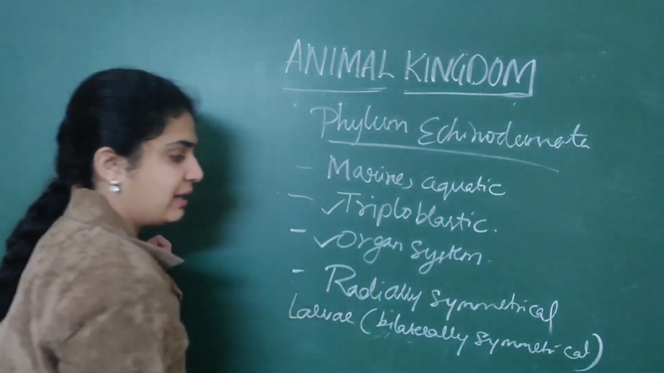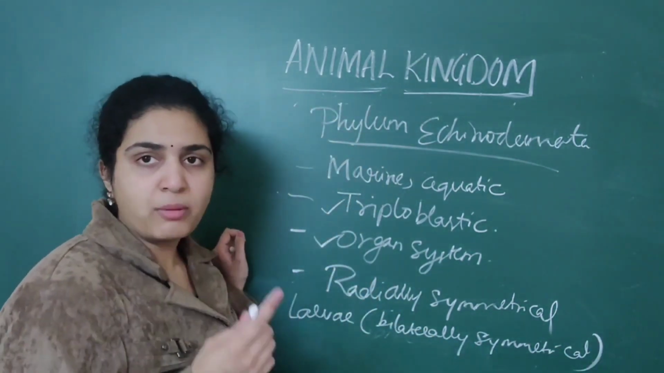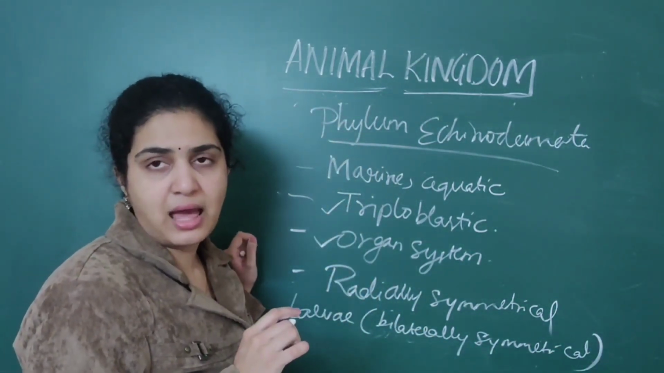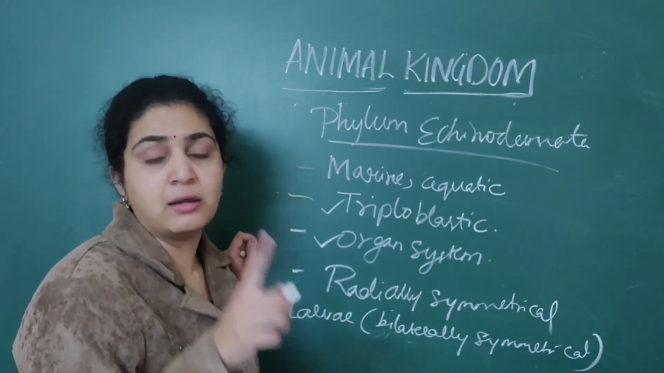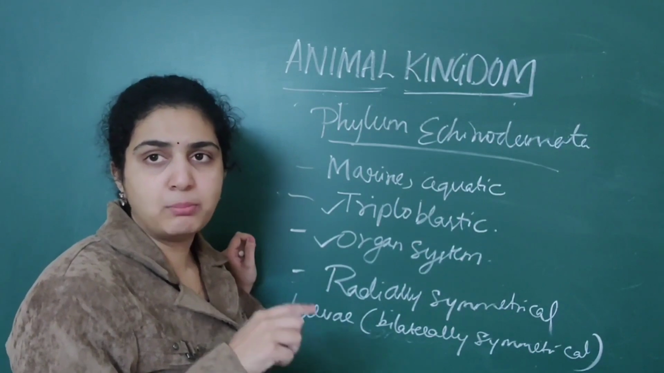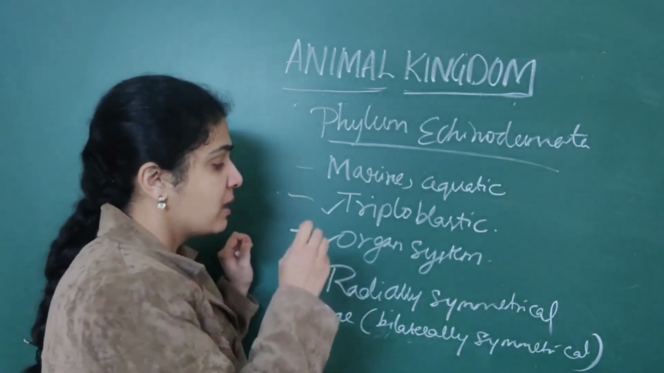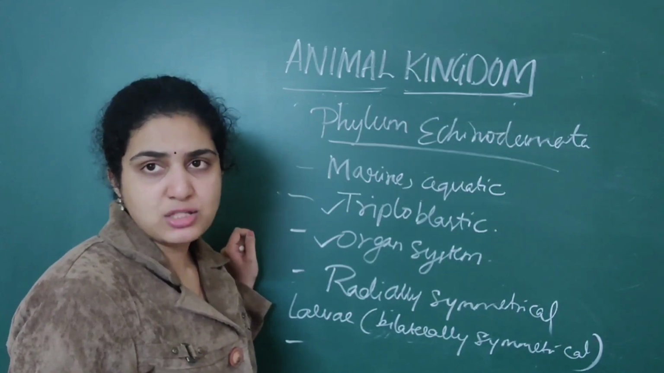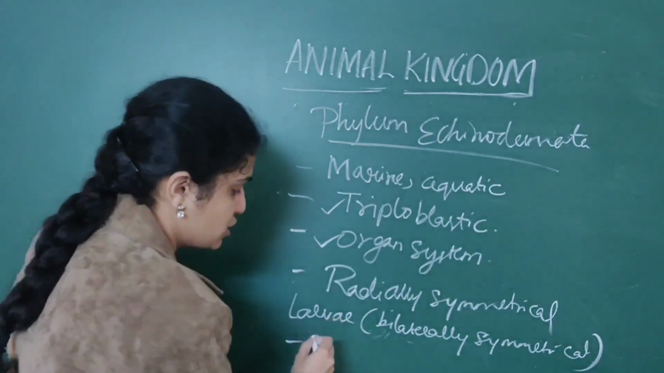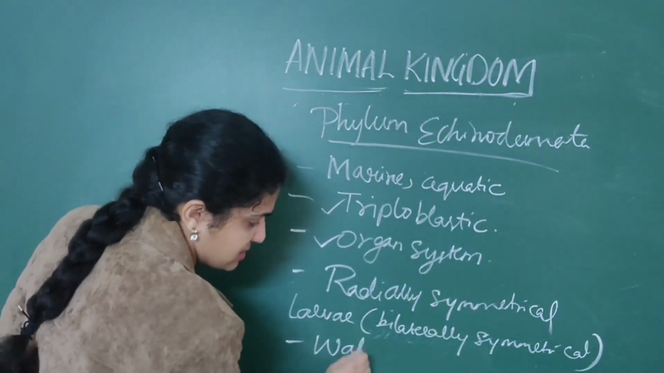Larvae are bilaterally symmetrical. Normally they are radially symmetrical animals, but their larvae are bilaterally symmetrical. So that is the important point which you should remember. Next one, they exhibit a water vascular system. Important feature, water vascular system.